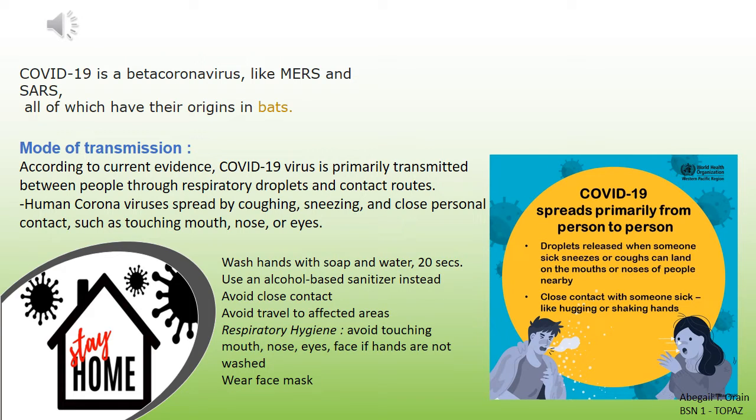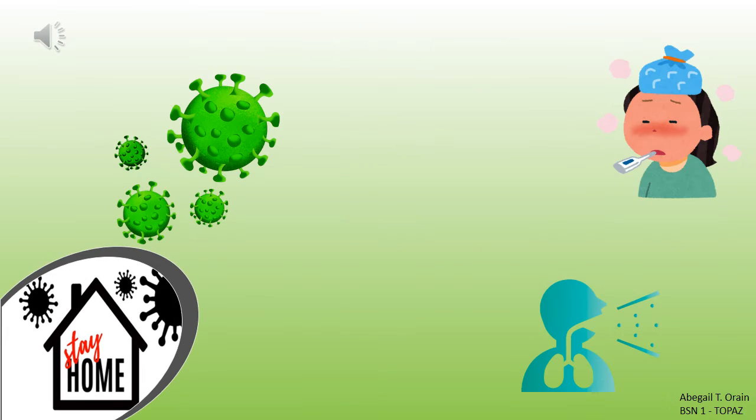How can we prevent COVID-19? We should wash our hands with soap and water for 20 seconds. Use an alcohol-based sanitizer instead, and avoid close contact. Avoid travel to affected areas. Practice respiratory hygiene. Avoid touching your mouth, nose, eyes, and face if hands are not washed. And then wear your face mask.